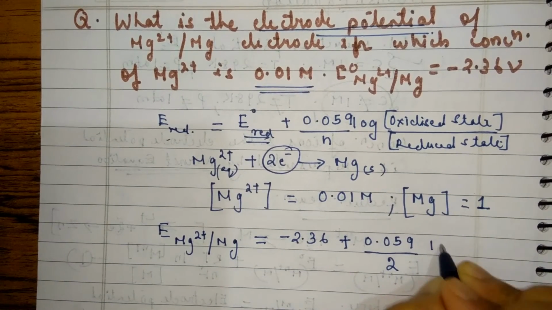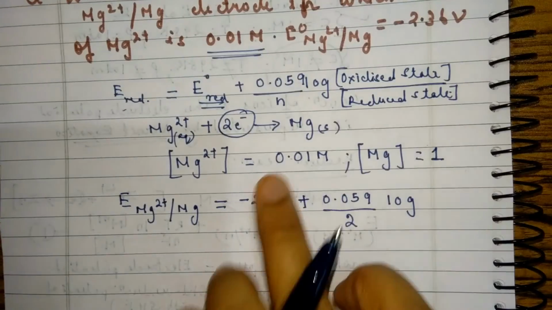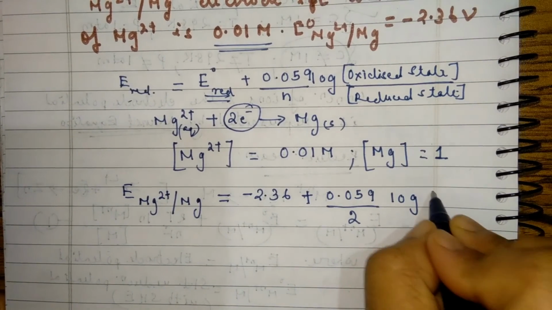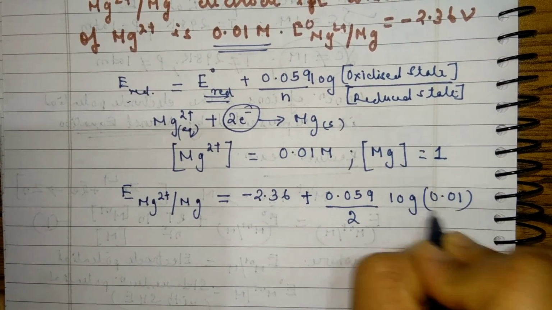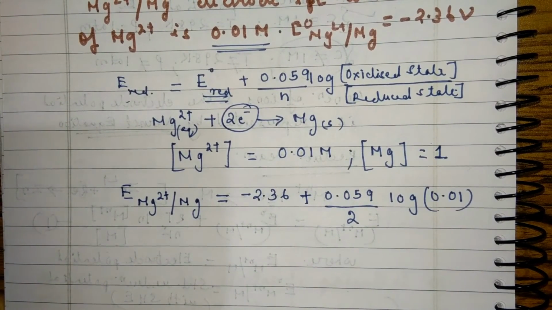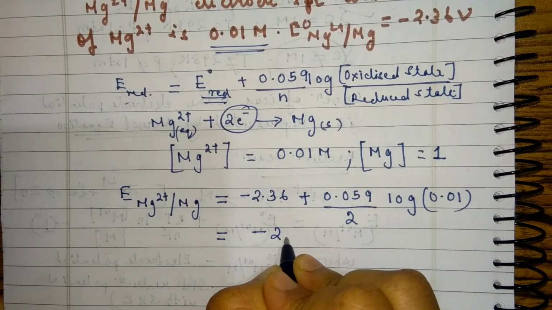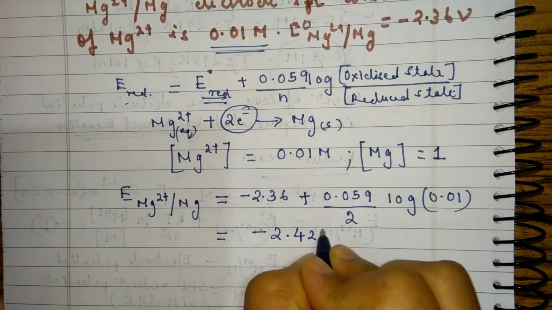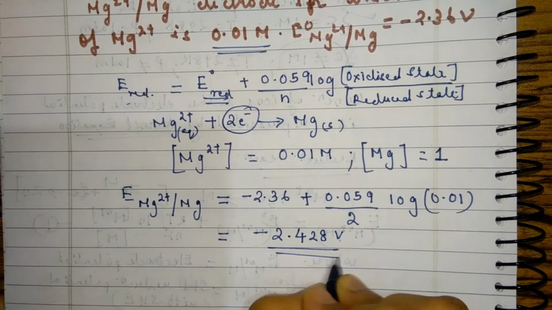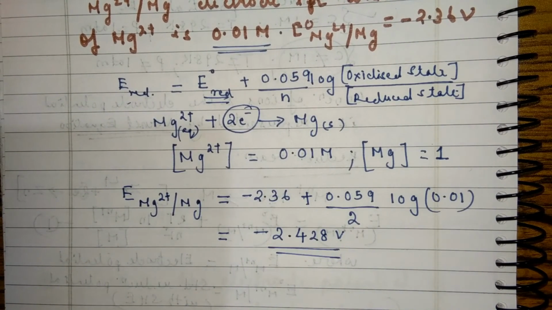So 2 log, what is that? 0.01 by 1. So we can directly write it as 0.01. So on solving we will get minus 2.428 volt. What will we get? Minus 2.428.